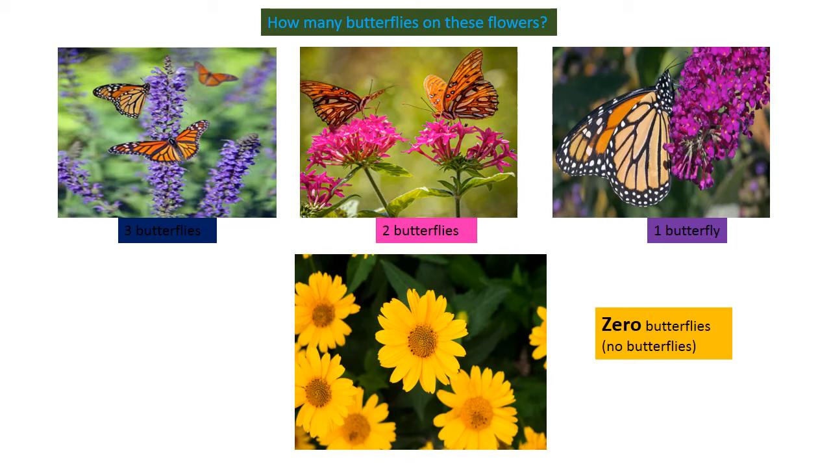First picture, it has 3 butterflies. Second picture, it has 2 butterflies. Third picture, there's 1 butterfly. Fourth picture, there's 0 butterflies.